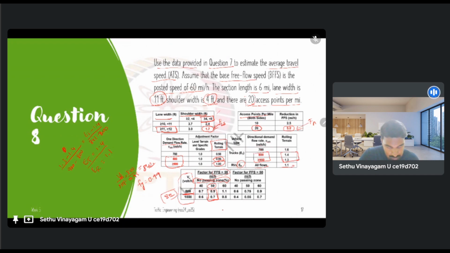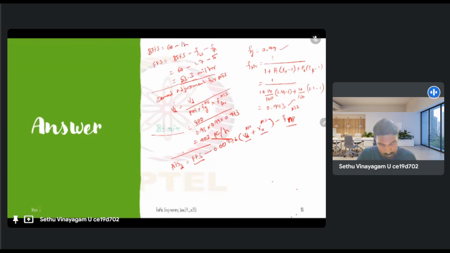Next, you have to repeat that for a free flow speed of 50, right? Which means you have to interpolate between these two values. So you'll get your second estimate, and then you have to interpolate between these two for a free flow speed of 53.3, right? So three interpolations need to be done. If you do that, you will find that it will come out to be FNPS 0.7. Okay, so that is our no passing zone adjustment factor.